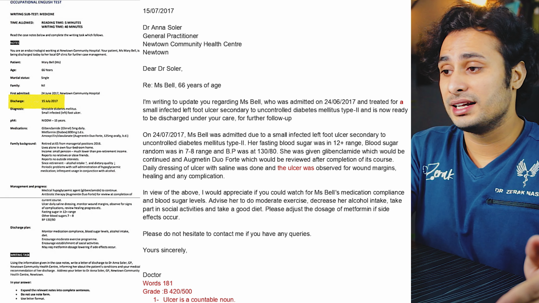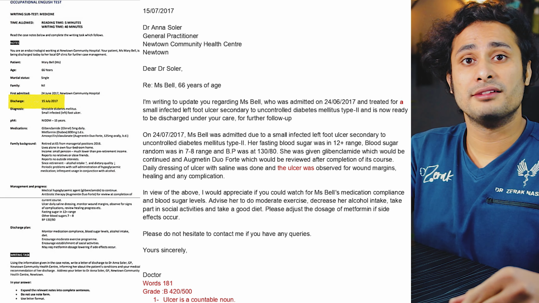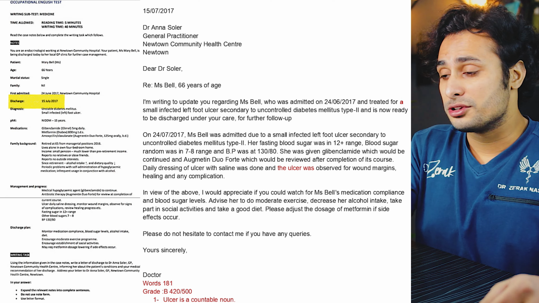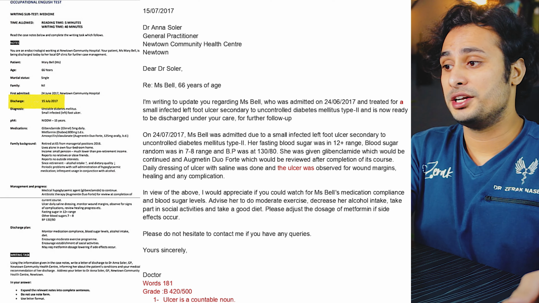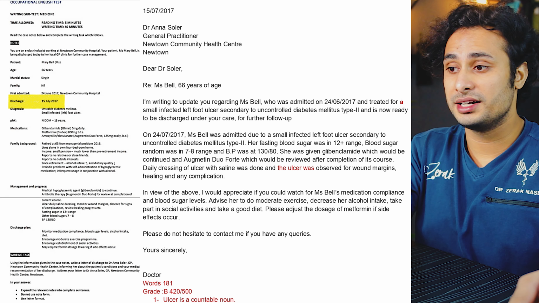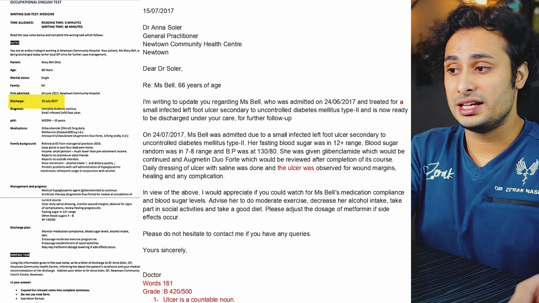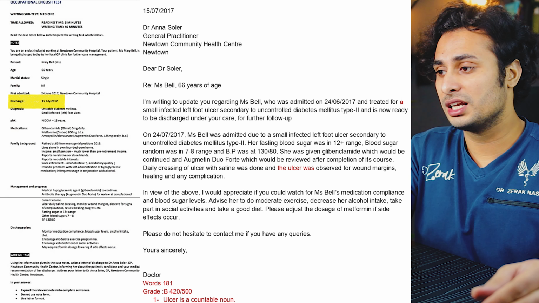After that, we write the line about the examination of the patient. We have that framework in our mind that we need to write the presenting complaint followed by the examination, all of the different things. So to write the fasting blood sugar level and blood pressure, I already gave you the format on how to write these things. By following that format, we completed this sentence: her fasting blood sugar was in the 12 plus range, blood sugar random was in the 7 to 8 range, and blood pressure was 130/80.